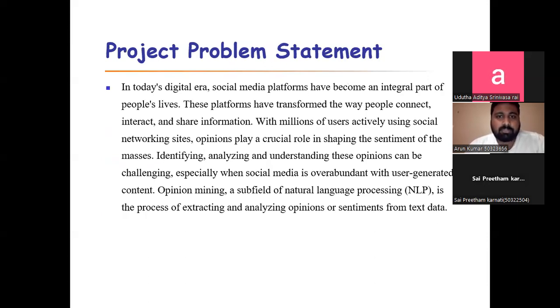So this is the problem statement of our project. In today's era, social media platforms are becoming an integral part of people's lives. So we are taking this advantage and collecting opinions from the people, and analyzing their opinions to make a better product, and give the outcome of those reviews, their interests, or their opinions. Okay, next slide.